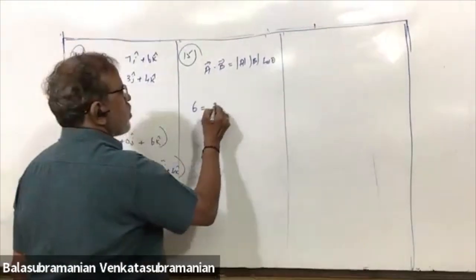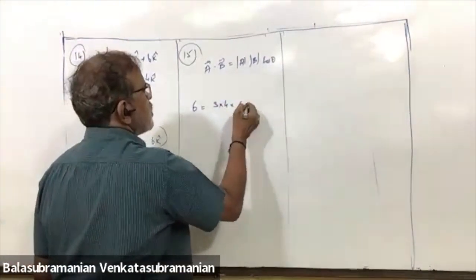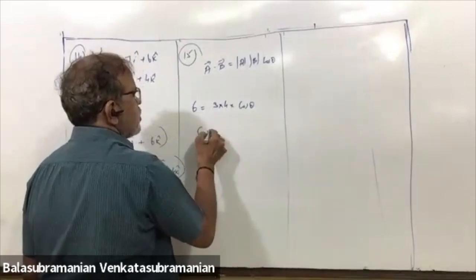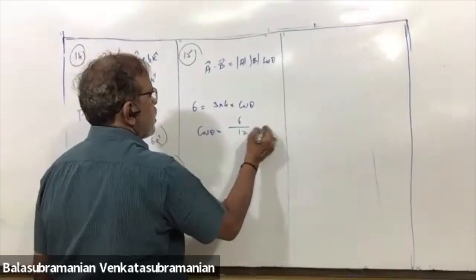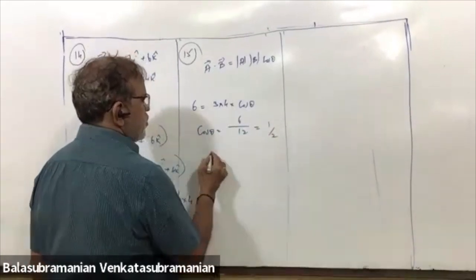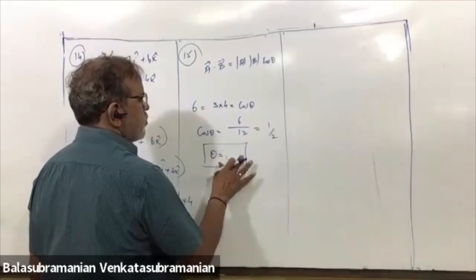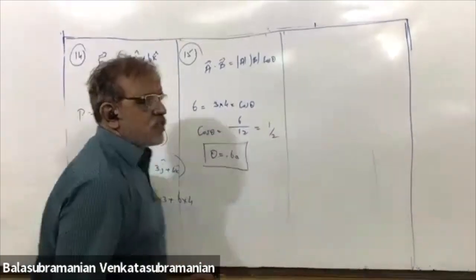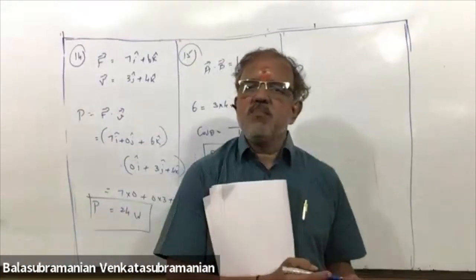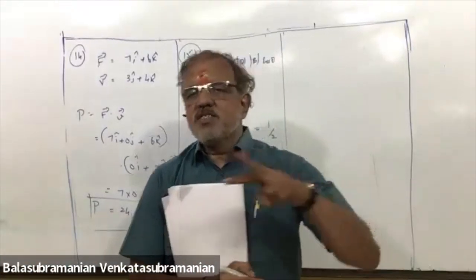3 into 4 into cos theta. So cos theta is equal to 6 by 12, which is 1 by 2. Theta is equal to 60 degrees. When it is minus half, it will become another rotation, so it should be 120 degrees.